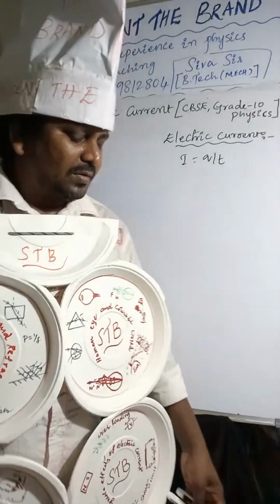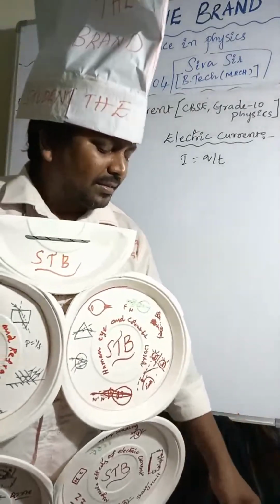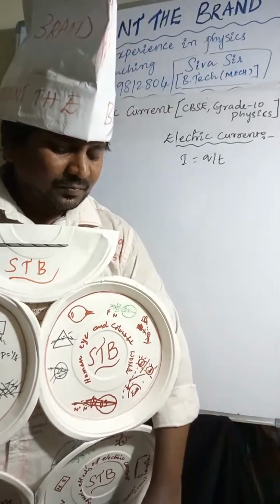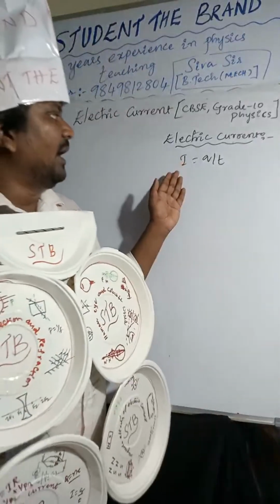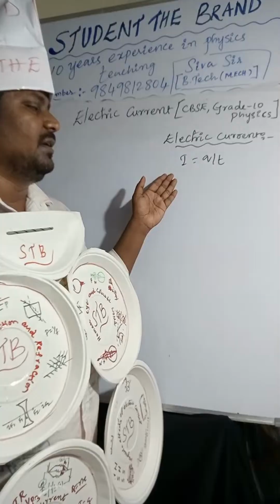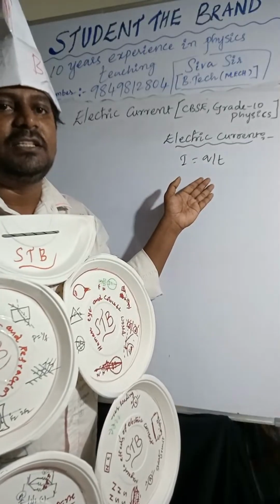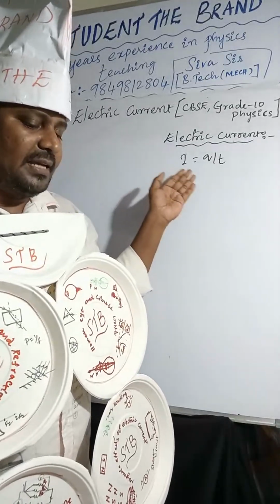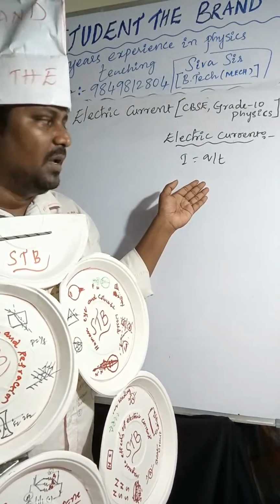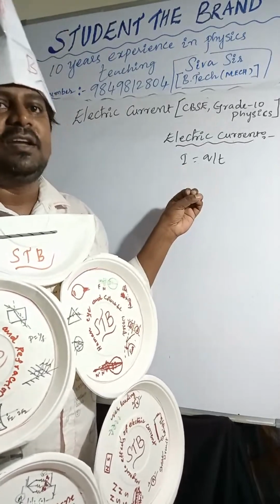So I equal to Q by T. The SI unit of current is ampere. The SI unit of charge is coulomb. The SI unit of time is second.